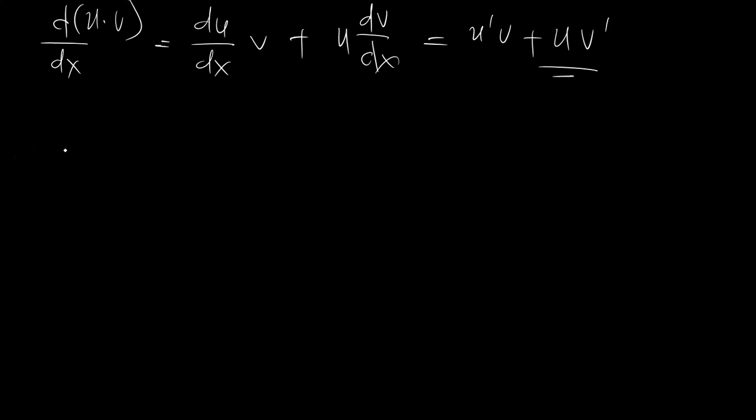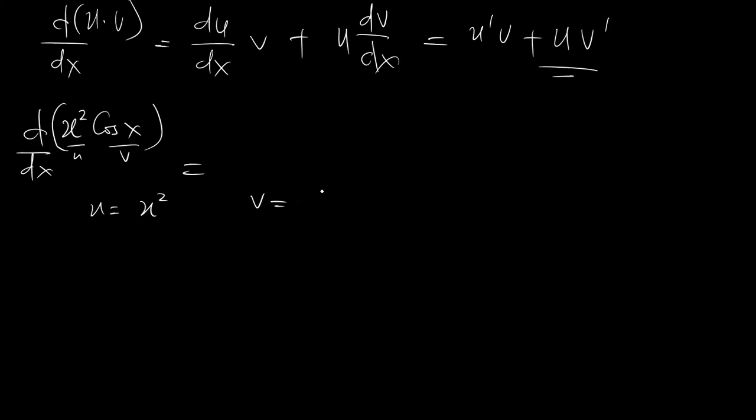Now let's solve a problem. Let's say for instance you are given the derivative of x square cos x with respect to x. Now this is our u, this is our v. Your u is equal to x square while your v is equal to cos x. So u prime is equal to what? 2x, while v prime is equal to minus sine x.